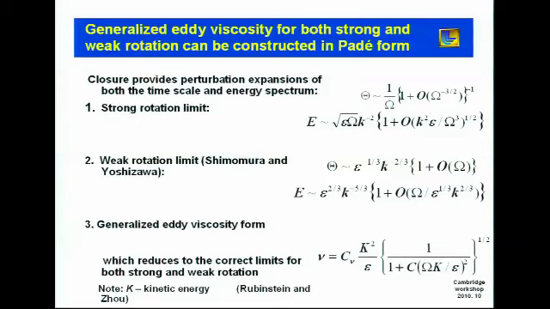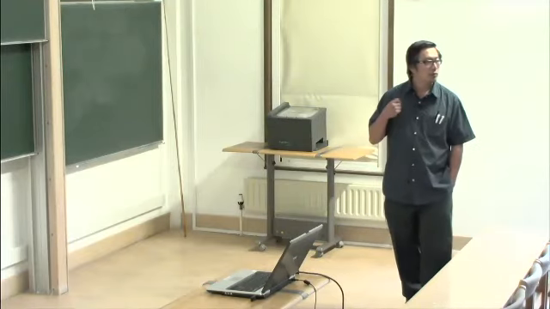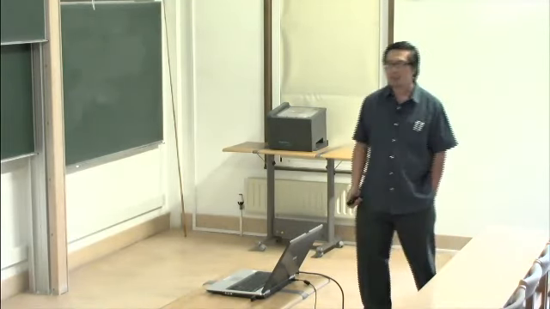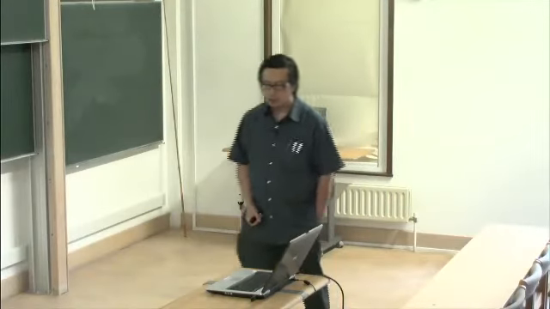So this capital K here is the kinetic energy of the system. So this should be different from the lowercase k, that's the wave number. So here K is the kinetic energy. Epsilon again is the energy flux of the turbulent flows. Then you can have this formula to give you the eddy viscosity in the correct form in the different limits: strong rotation, weak rotation, and no rotation.